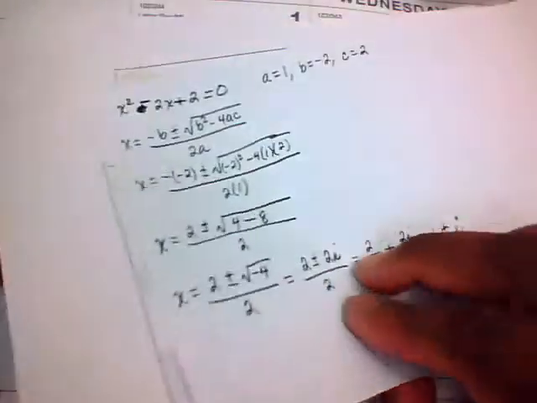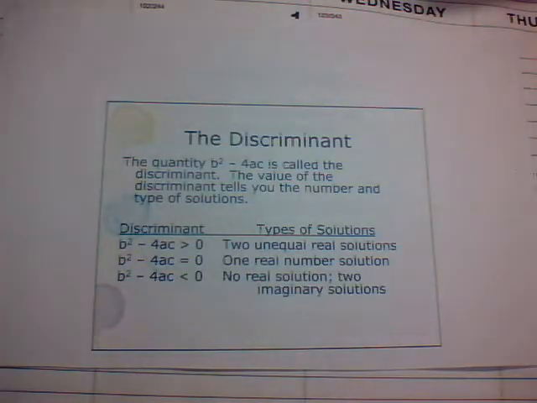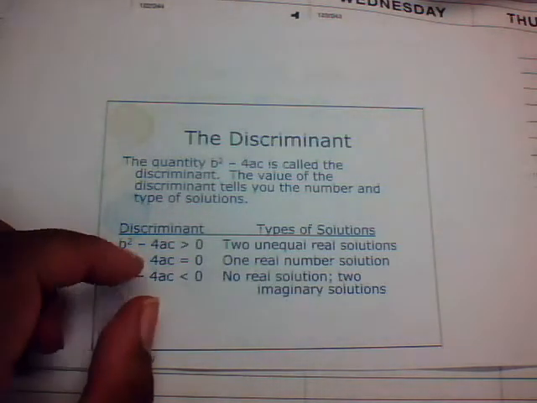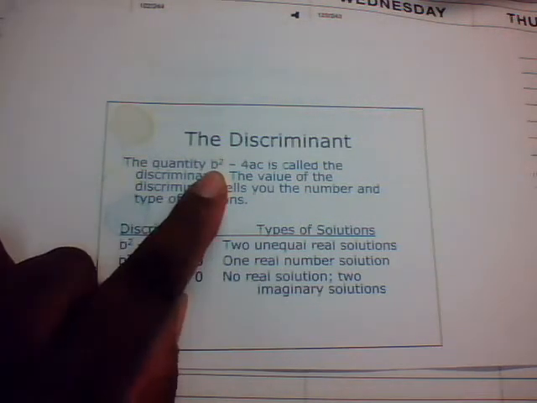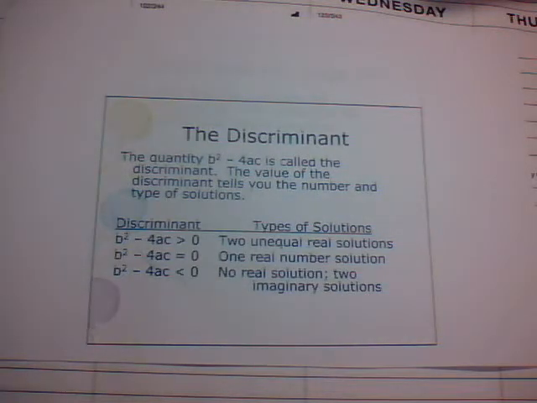Okay. All right, now, the last thing I want to talk about is the discriminant. Remember that b squared minus 4ac that was underneath the radical in your quadratic formula? That has a special name. It's called the discriminant. What it does is tell you the number and the type of solutions that you will have. And that's that quantity b squared minus 4ac, the expression that's underneath that radical in the quadratic formula.